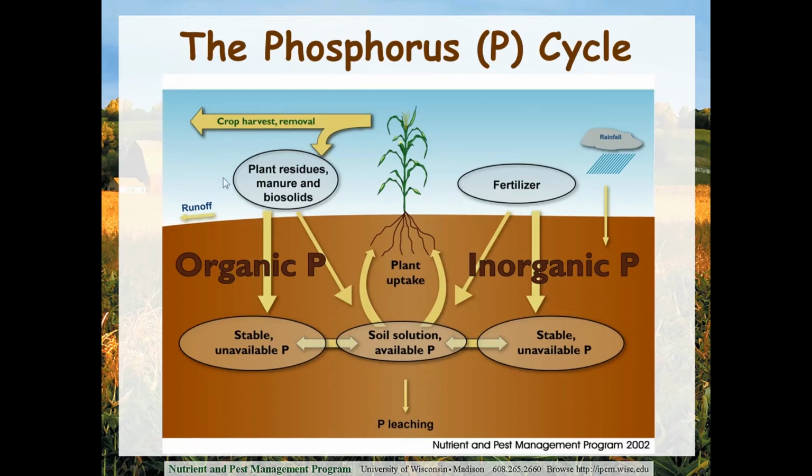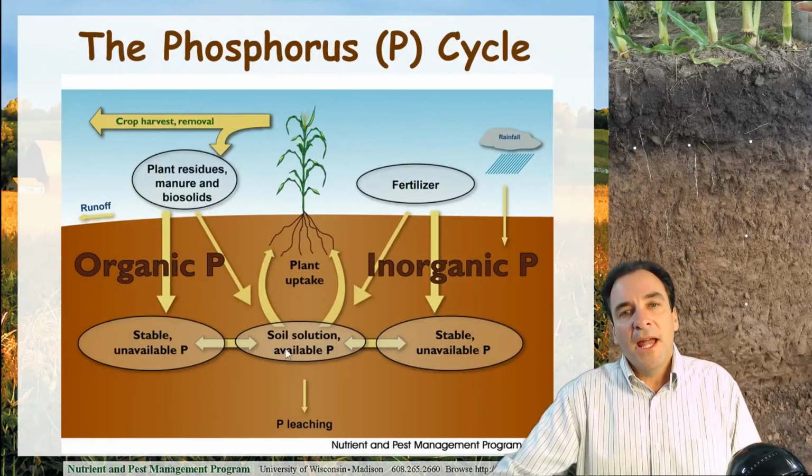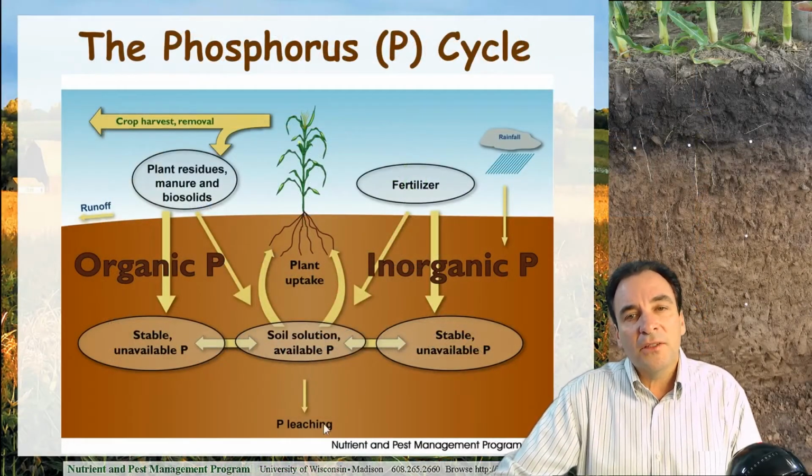Removals of phosphorus from the cycle come from crop harvest and removal. Runoff losses of phosphorus, which we hope to minimize environmental impacts, specifically those impacts on surface water quality. And under the right soil conditions, we actually can leach a small amount of phosphorus.